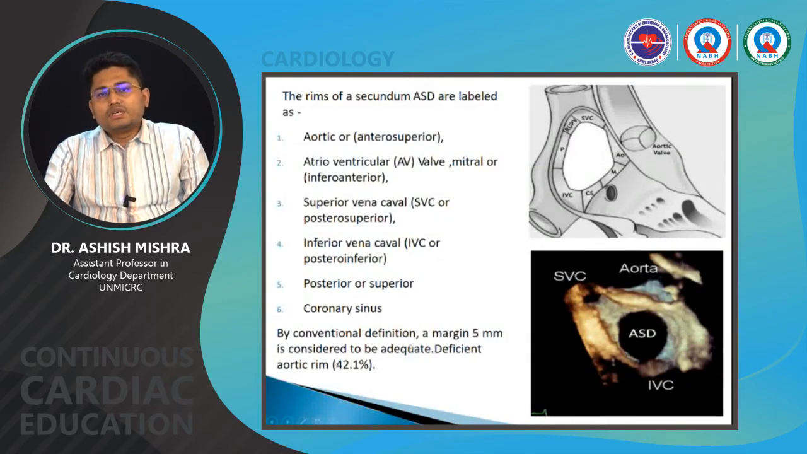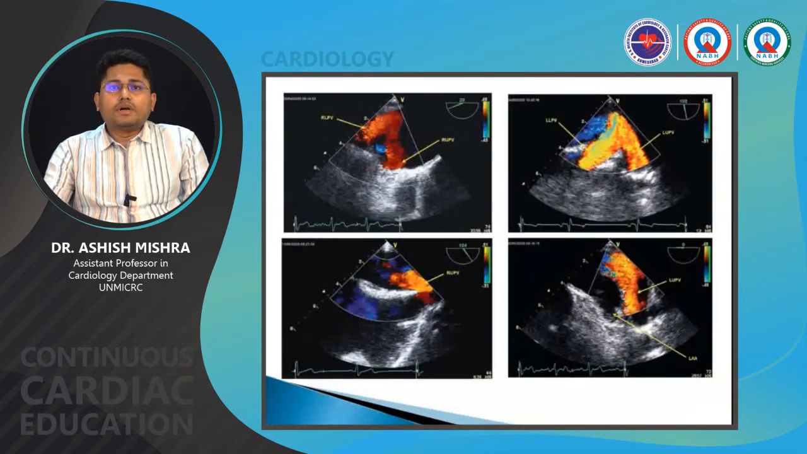By convention, a margin of at least 5 mm is considered adequate, and a deficient aortic rim is present in most of the cases, but it usually does not come in the way of ASD device closure.